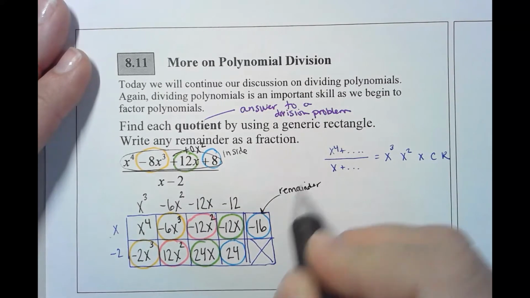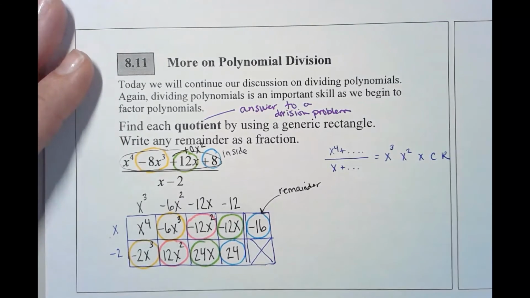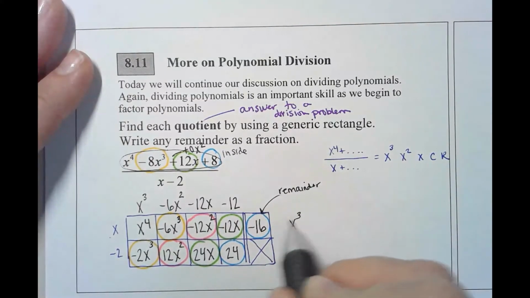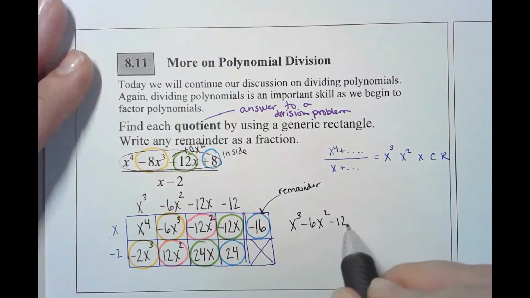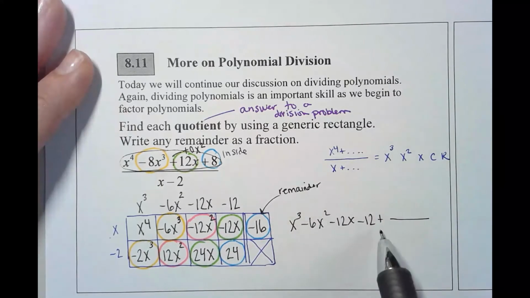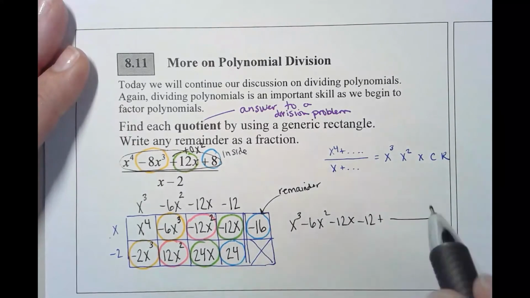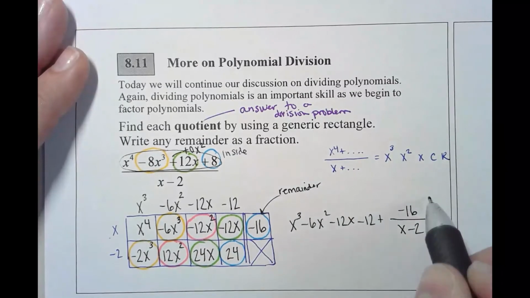Right, we don't start over. We don't go what goes above the box. Nothing goes above the box for a remainder. So my answer is x cubed minus 6x squared minus 12x minus 12 plus my remainder is negative 16. My divisor was x minus 2.